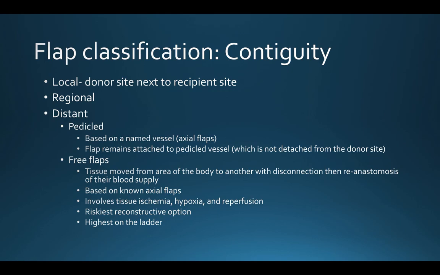Then you can have local, regional, or distant flaps, and the distant flaps can be either pedicled or free. So pedicled, they're based on a named vessel, and the flap remains attached to this pedicled vessel and is not detached from the donor side. Free flaps are when the tissue's moved from one area of the body to another, and they're disconnected and then reanastomosed. They're based on these known axial flaps, so you use the same blood supply that you know of, but it's just to be able to move them to another side on the body.